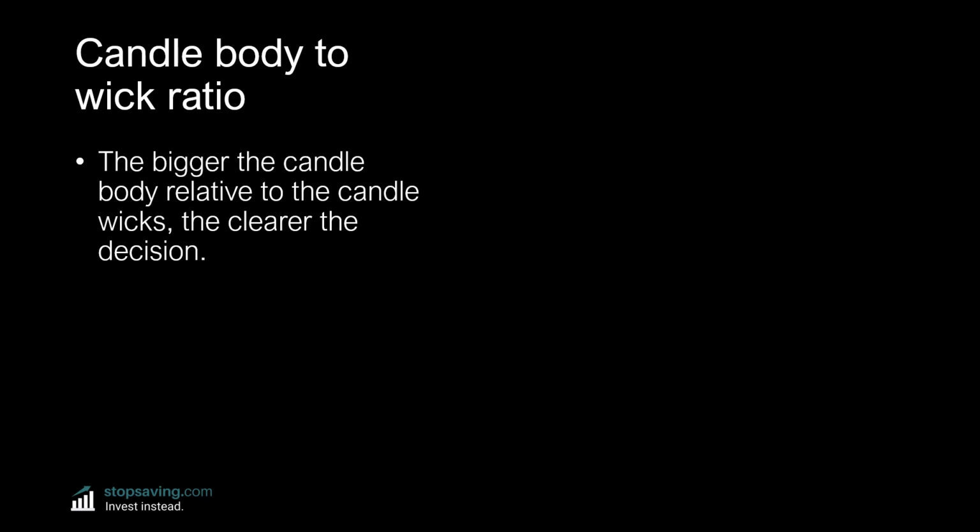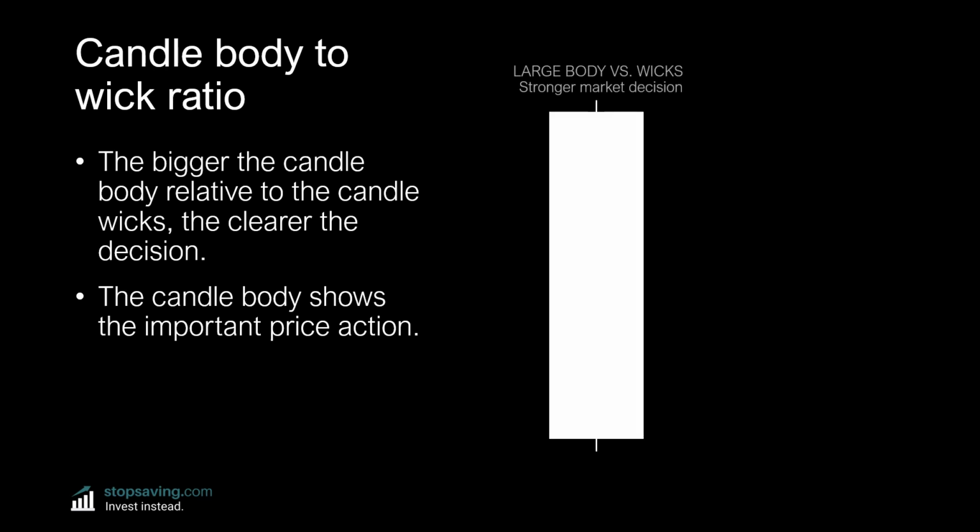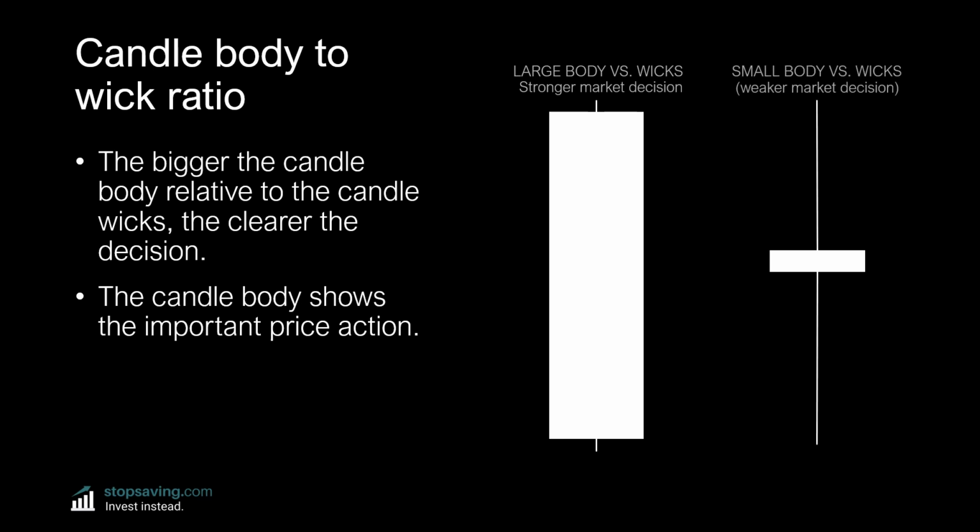That's because the candle body shows most of the important price action and cuts out the extreme highs and lows of the day. So here's an example of that. In this full-bodied candle, the market is making a stronger decision about the price. Now compare that to this candle here, which has large wicks on either side, but the price hardly changed from open to close. In this case, the candle is showing indecision among investors, which could be an early sign of a trend slowing down or even reversing.